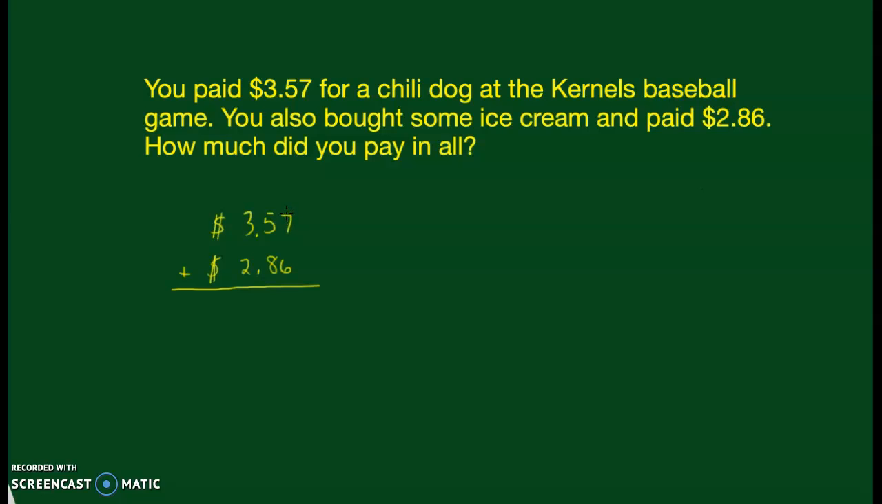So 7 plus 6 is 13. 1 plus 5 is 6. Plus 8 is 14. 1 plus 3 is 4. Plus 2 is 6. So between the chili dog and the ice cream, it'd be $6.43. And we need to make sure we include that dollar sign in our answer.